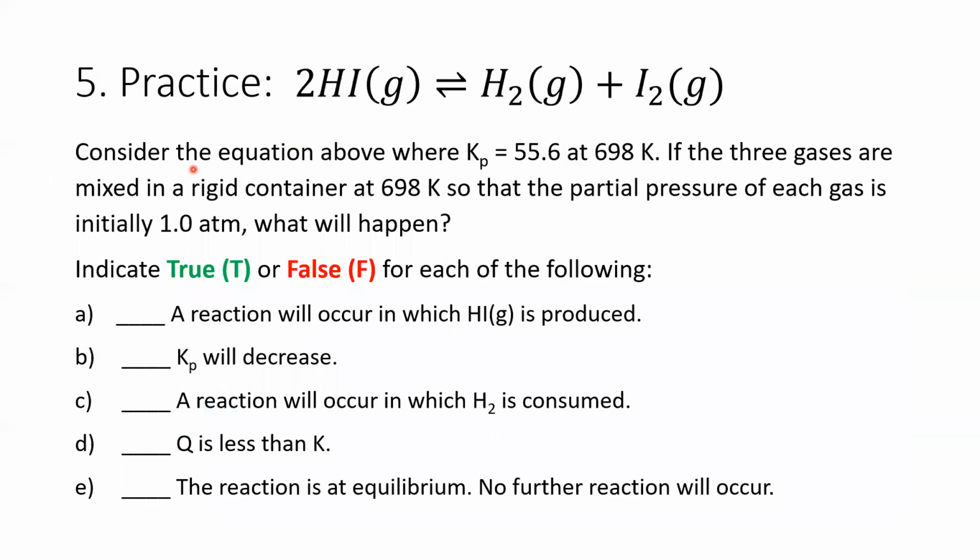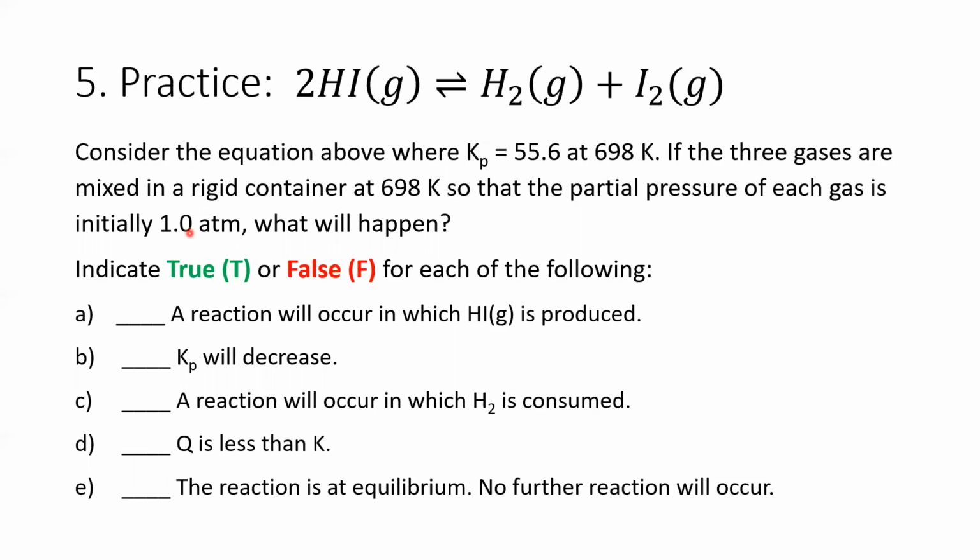All right, so let's just do one more and then we're going to be done for today. So we have a reaction here. Okay, it tells us that Kp, so it's in terms of partial pressures, is 55.6. We're in a rigid container, so that means the volume can't change. And each of the gases are at 1 atm.